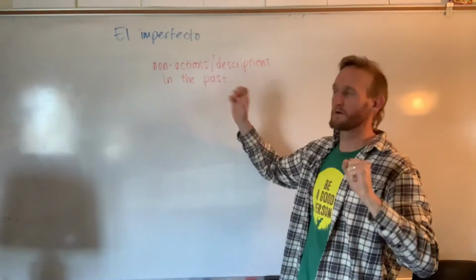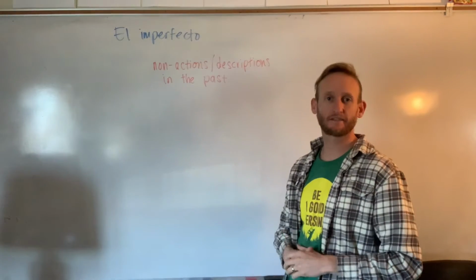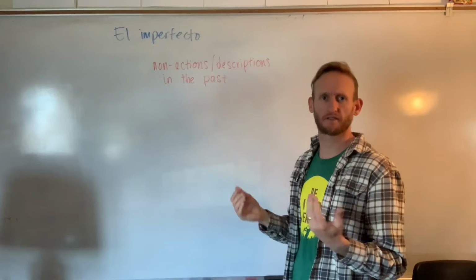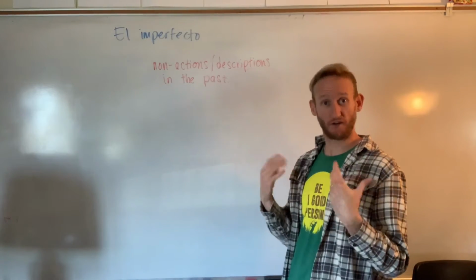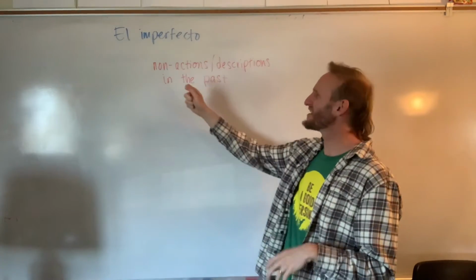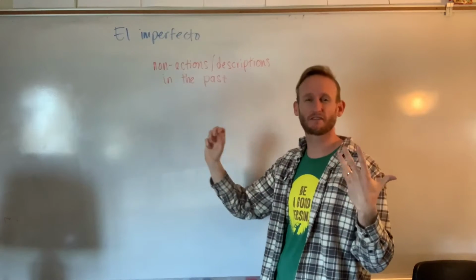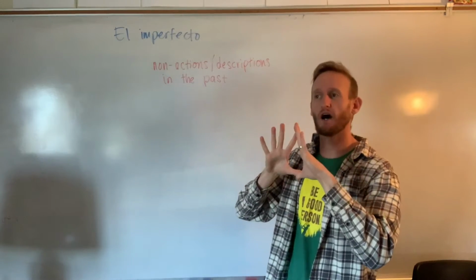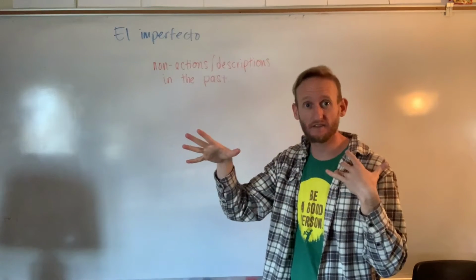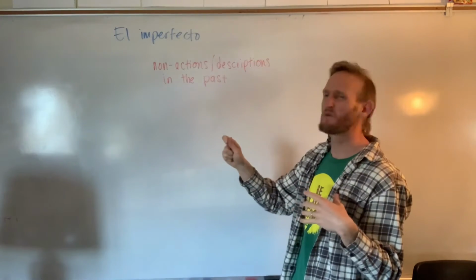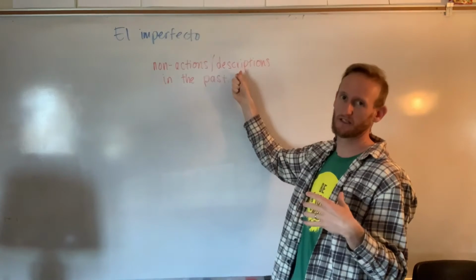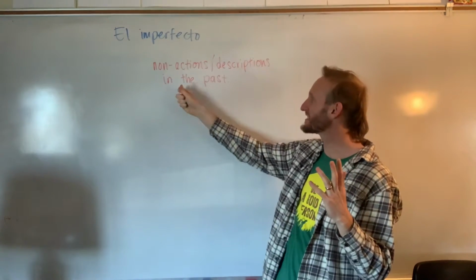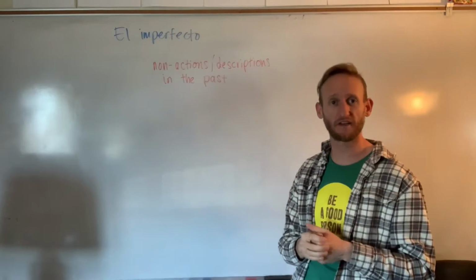So, what does the imperfect express? Or, like, when do we use it, okay? Generally speaking, when we have non-actions, like, it's not like threw or caught or went somewhere, right? When you are describing in the past, and there's not really an action, and it's in the past, this is when we use the imperfect.